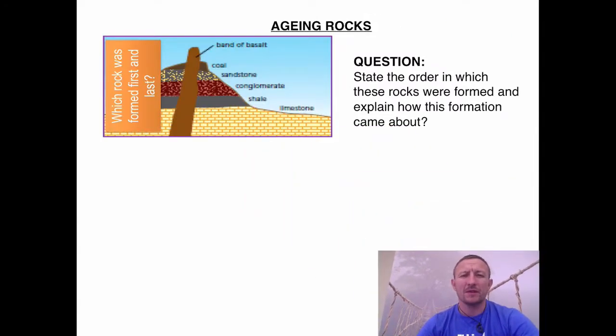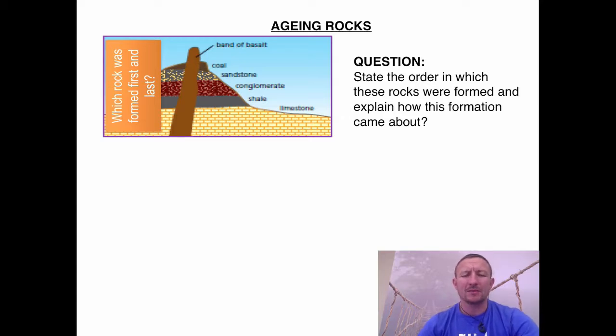Okay, so the sort of thing that you're likely to get in a test is a picture like you've got here, and one of the things that you're asked to determine is what the age of the rock is. Maybe putting the rocks in order from oldest to youngest or youngest to oldest.